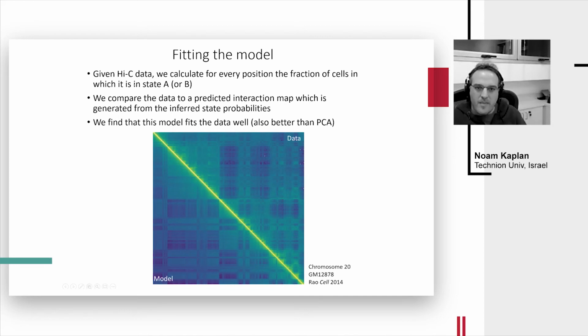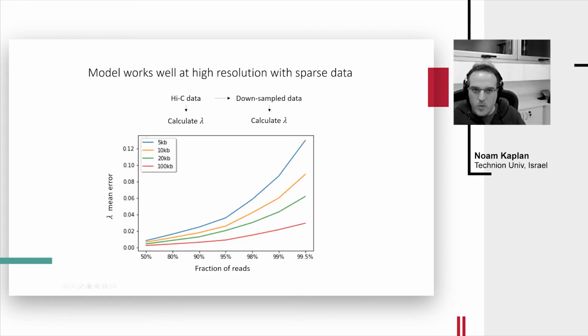Okay. Now we compare the data to the predicted interaction map as we saw before. You can see the data up here and the model down here. You can see by eye, it explains quite well. It doesn't explain everything. For example, one interesting thing that it doesn't explain is the TADs. You can see it quite clearly here by eye, I hope. So you need something separate to explain TADs. And I think this is, for example, a nice demonstration that TADs are distinct from genomic compartments. Okay, so it fits well. It fits better than PCA, in fact. It works well in high resolutions.